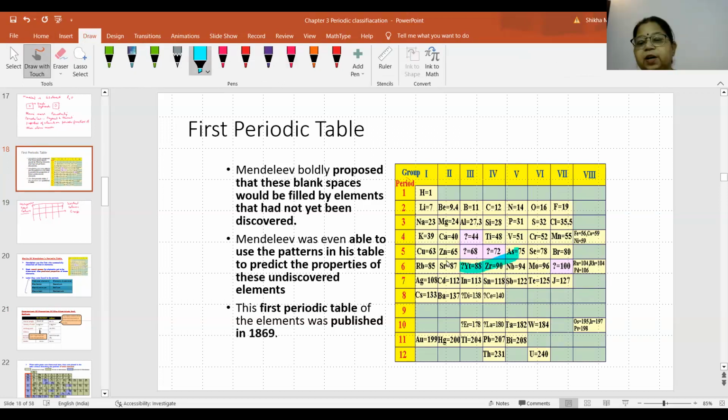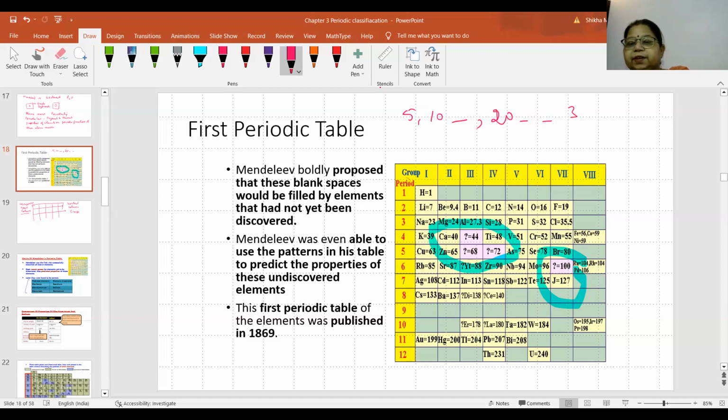He has put question marks at a few places. That is, these were the elements which were not known at that particular time, right? They were not known to anyone, but he knew because he had arranged them systematically. Like sometimes when you solve a number grid like this, say suppose I write 5, 10, and then there is a blank, then I write 20, then I write 2 blanks, and then I write 35. You can predict what will come there.